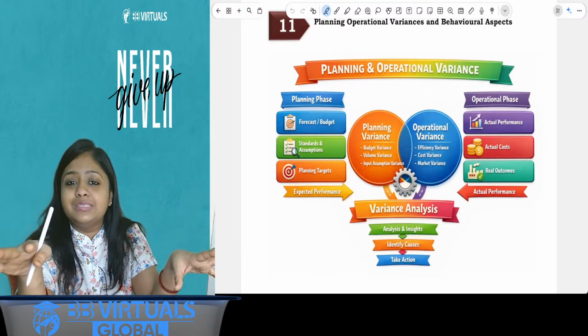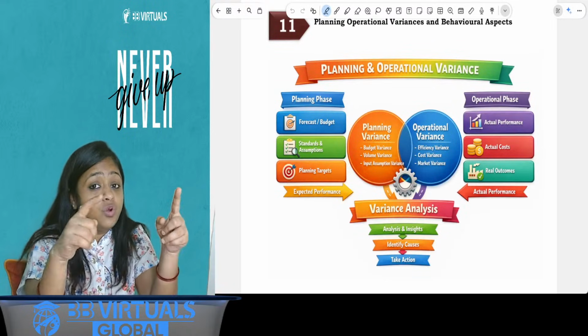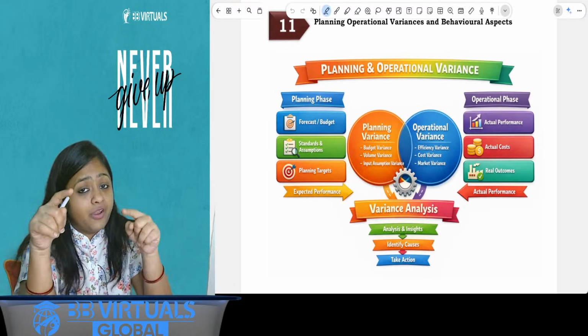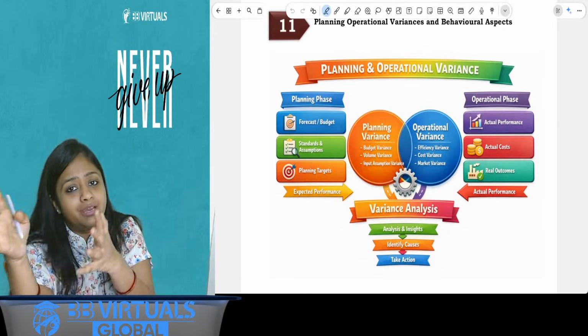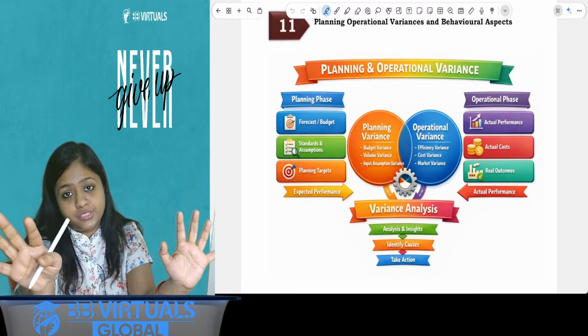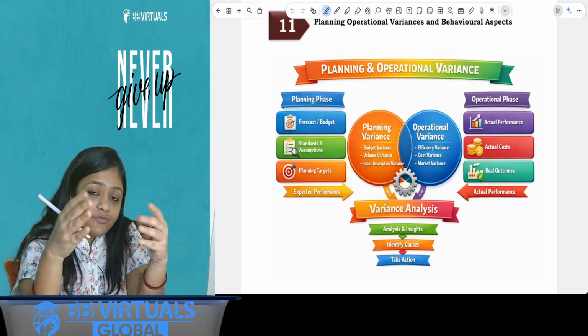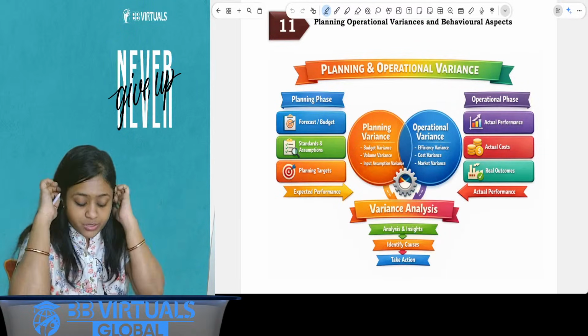So typically what we see is the impact of the variances on account of the mistakes done by the planners, and on account of the mistakes or the inefficiency at the end of operations. Clear? So this is the main logic of planning and operational variance. So any variance that you have, you can divide it into this, just that the data should be made available to you. Okay, now look at the scenarios.